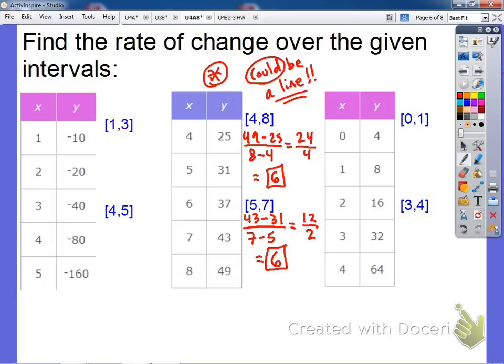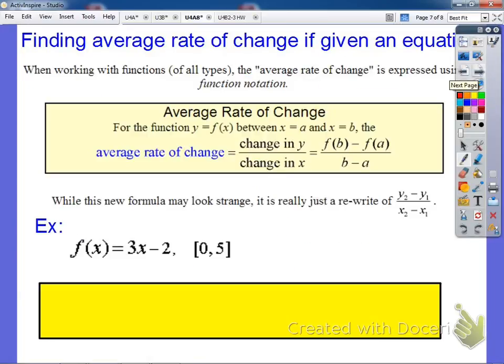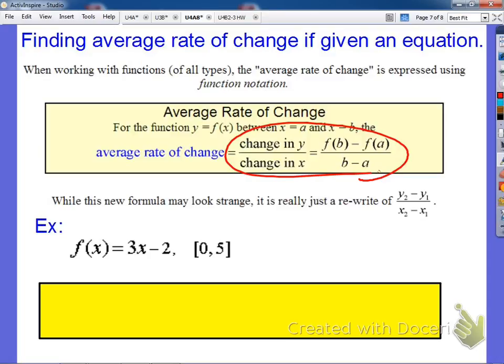But it is important that you realize that in a line, you will get the same slope, no matter what the interval is. Big, small, it doesn't matter. Okay? So what if I give you an equation? Well, we're using the exact same formula, the change in y over the change in x. I like this formula, f of b minus f of a all over b minus a. I've been using that formula all along for both the graphs and the equations. So let's use it here.